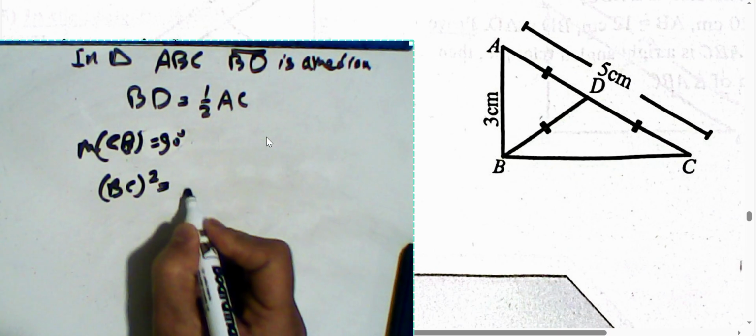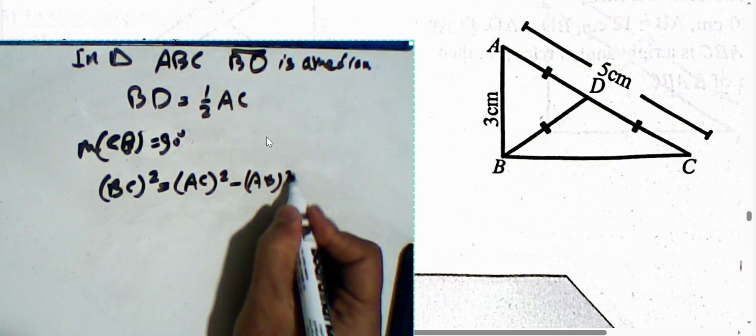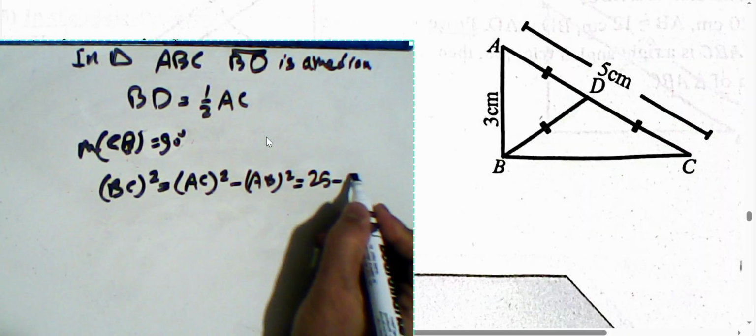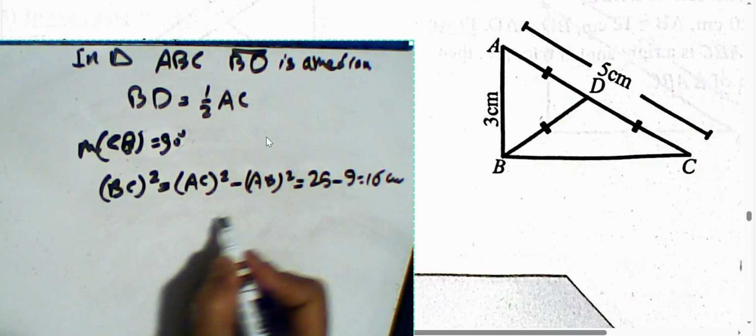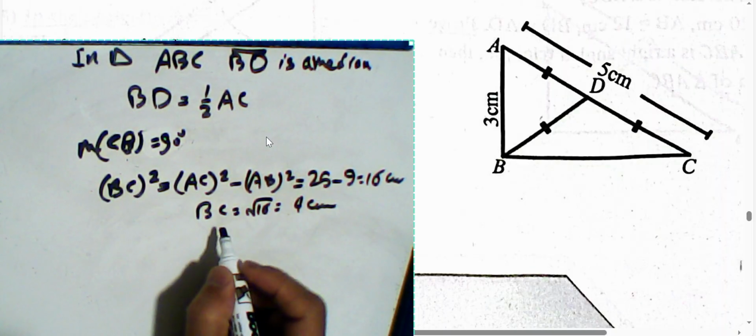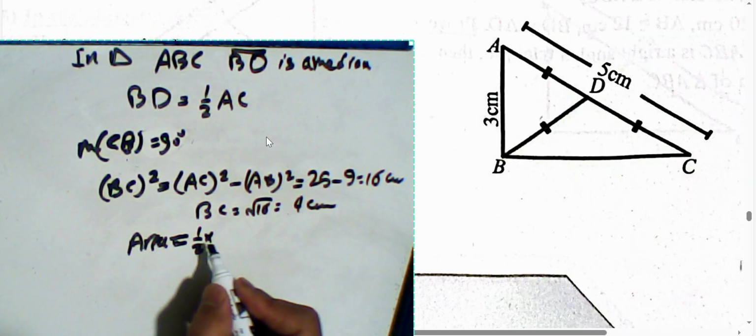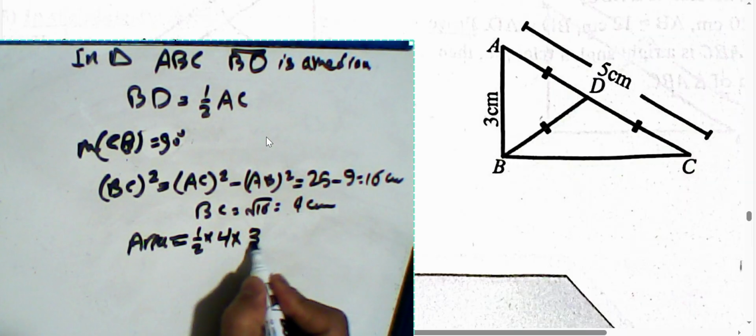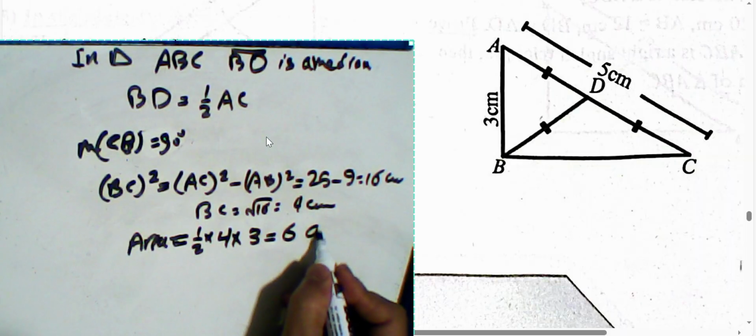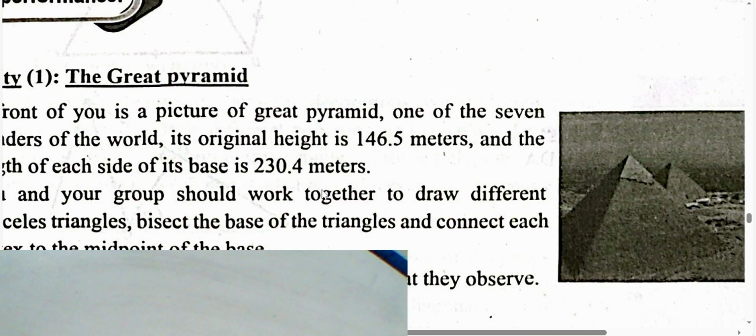BC power 2 equals AC power 2 minus AB power 2, equals 25 minus 9, equals 16 centimeters, and BC equals the square root of 16, equals 4 centimeters. Then the area equals half times base times height. 5 on 4 times 3. Half of 4 is 2, 2 times 3 is 6 square centimeters. Understood? Last question.